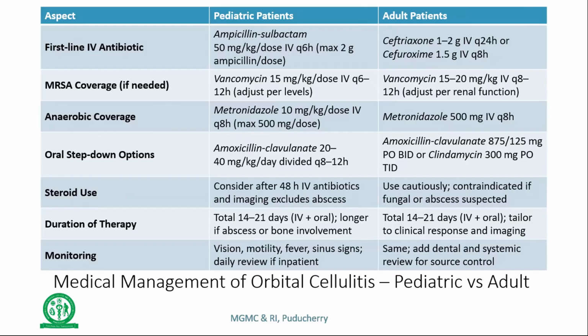So this is the table that gives you the management that is usually followed for pediatric and adult cases. The first line would be ampicillin sulbactam in pediatric cases, while it is third generation cephalosporin preferably in adults. For MRSA and anaerobic coverage, vancomycin and metronidazole are used in both the groups. The dose needs to be adjusted for children. The duration of therapy is usually around 2 to 4 weeks. The first 2 weeks would be an intensive IV antibiotic, and if response is seen, can switch over to oral antibiotics. So the oral step-down option would be amoxicillin-clavulanate for both the groups.